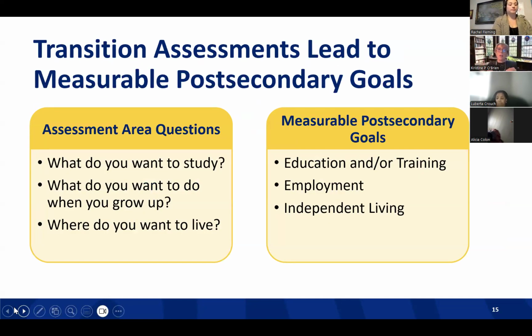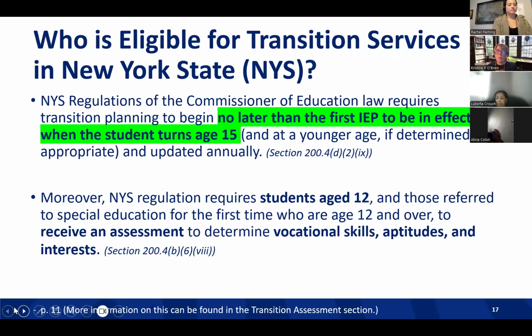But what I wanted to talk about real quick is, in New York State regulations, when the IEP is in effect and the student turns 15, we automatically populate into the IEP measurable post-secondary goals, transition needs, and a coordinated set of activities. And we're going to talk about each of those.